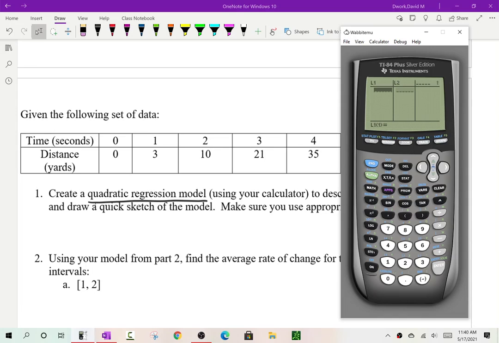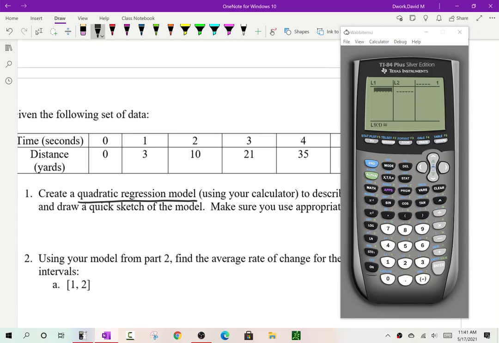So we still need to press clear and hit enter. Okay, hopefully we now have a blank screen, everything ready to fill in. Now, typically your calculator is going to default L1 as the input variable, so kind of like your x variable. L2 is the output, kind of like your y, so the dependent variable. So we're going to go ahead and type in the time for our L1s and the distances for our L2s.